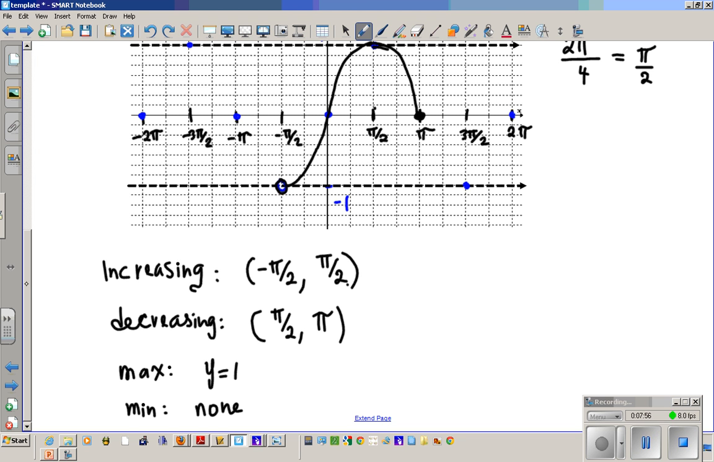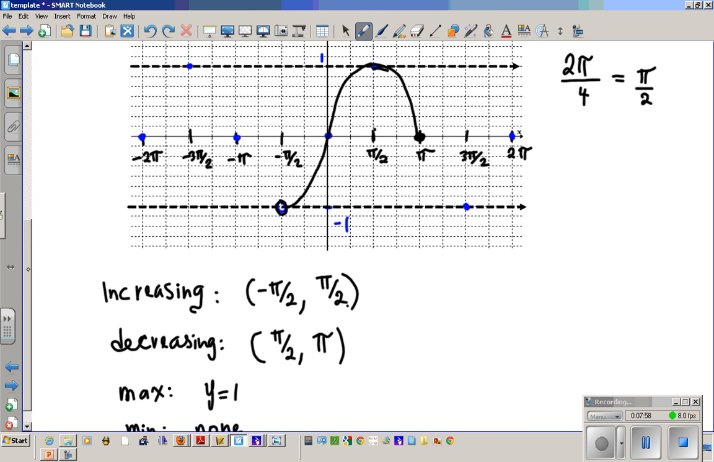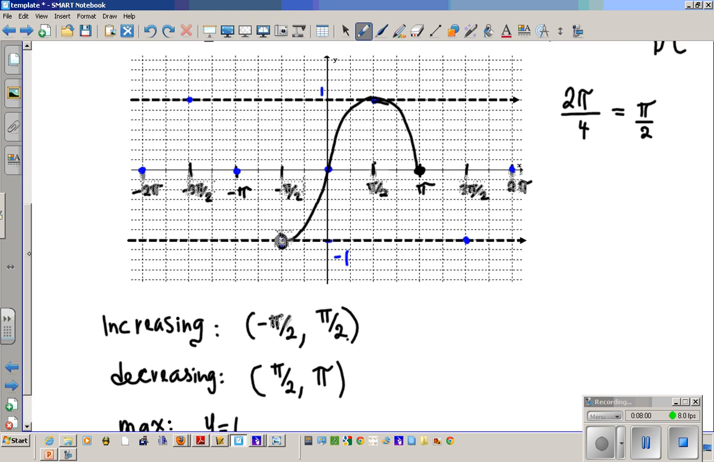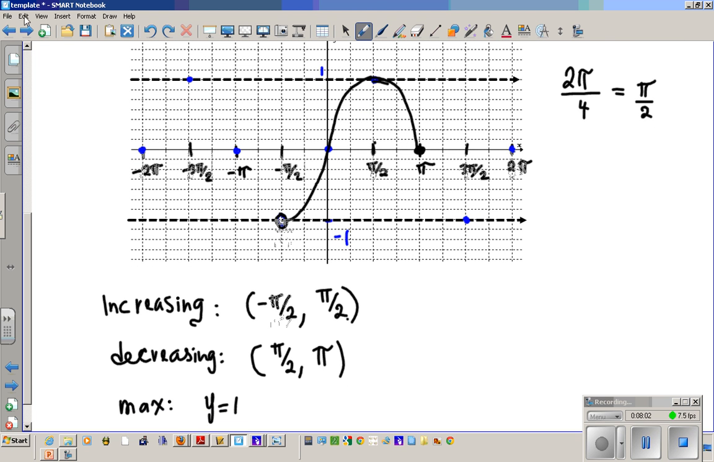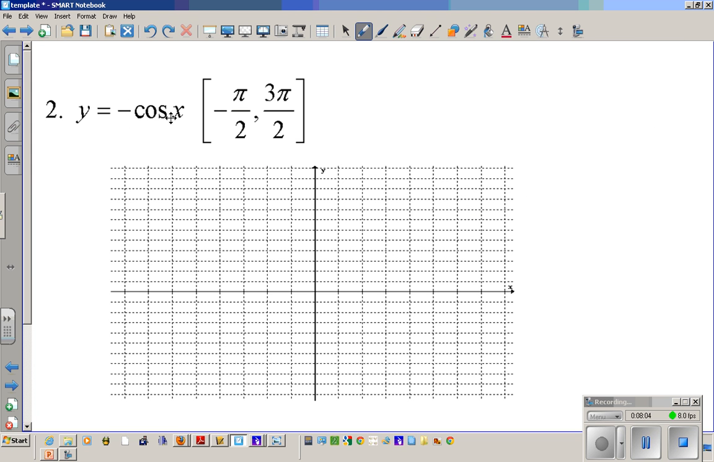Now let's take a look at the second example using the same principle. We're going to draw y equals negative cosine x from negative pi to 3 pi over 2. So remember, cosine is the cups. Positive cosine, you have a cup facing up. That's the first period. For negative cosine, you have a cup facing down. That's a negative cosine period.